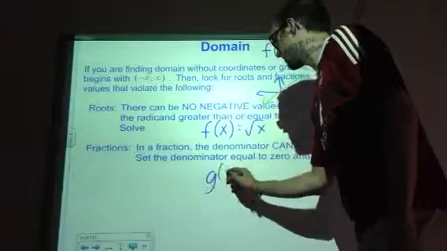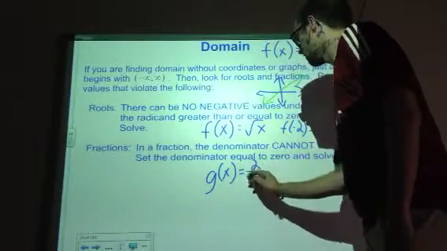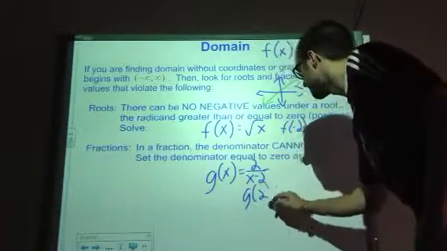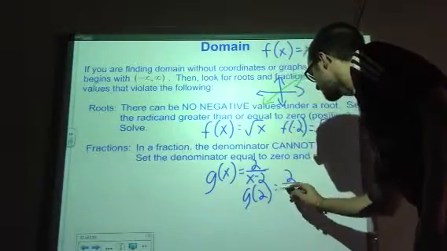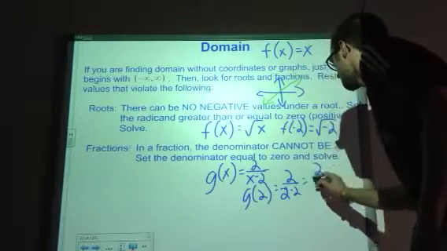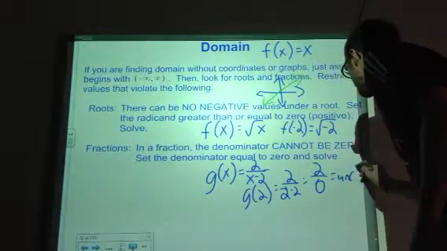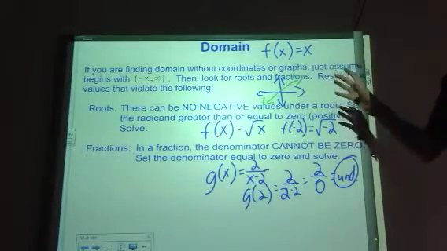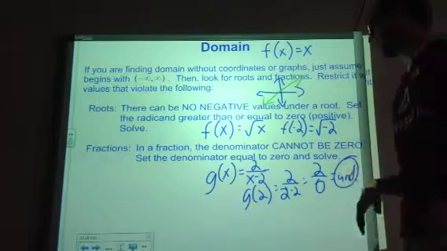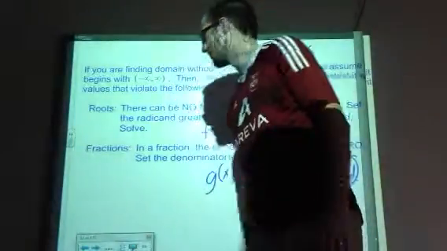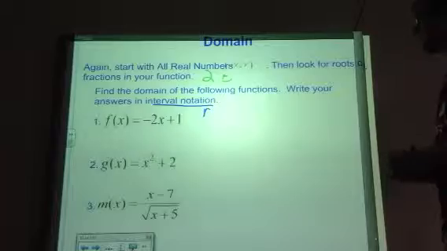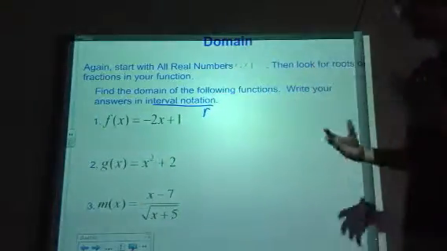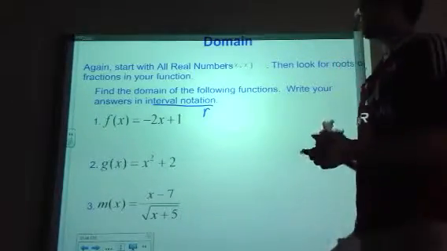If we have the function g of x equals 2 over x minus 2, when x is 2, that's going to be 2 over 2 minus 2, which would be 2 over 0. Anything divided by 0 is undefined. So, can't have negative numbers in a square root. Can't have 0 in the denominator of a fraction. Alright, so let's look at some of these examples. Start by assuming that the domain goes from negative infinity to infinity, and then look at restrictions.